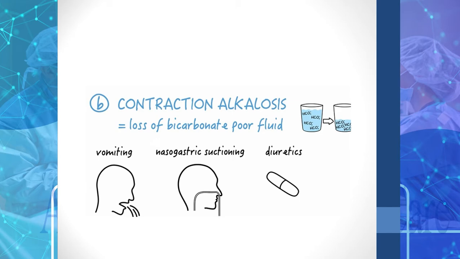Number 2 is the contraction alkalosis, and here there is loss of bicarbonate-poor fluid. There is loss in the fluid of the body, either it is urine, and this urine is free of HCO3, so the amount of HCO3 is increased. Here this is the amount of fluid, and here we lose this fluid, clear fluid, without losing the HCO3, so the amount of HCO3 increased. This is what happens in vomiting. There are two mechanisms in vomiting to induce metabolic alkalosis, either by losing hydrogen ion or by losing fluid poor in HCO3. Also the same with nasogastric suctioning and with diuretic.